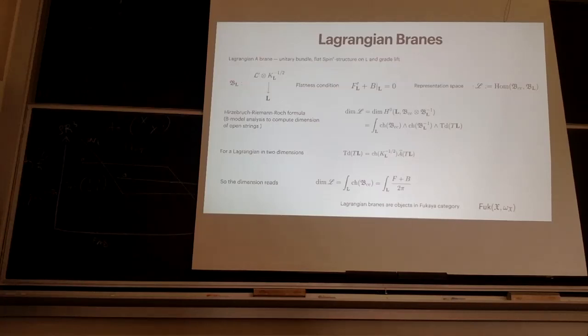It's like the volume that is integer. Literally. So here's an example. Because it's two-dimensional, this is the Riemann-Roch formula, and then it boils down to just computing the flux. Because the Todd class is just the Chern root of canonical times the A-roof, and then it cancels, right? So you get just F plus B over 2 pi. So basically that must be an integer. Yeah.